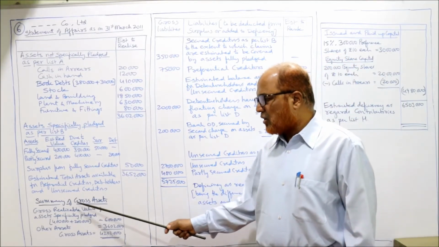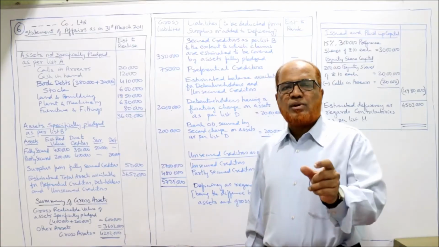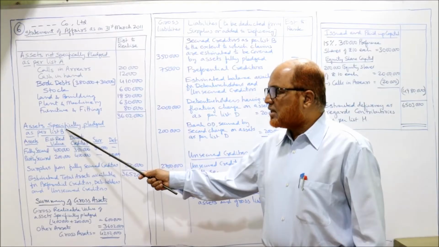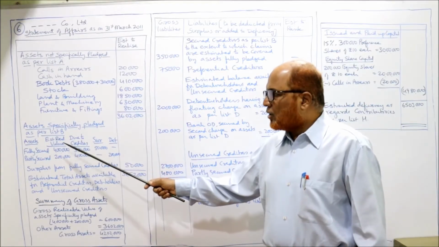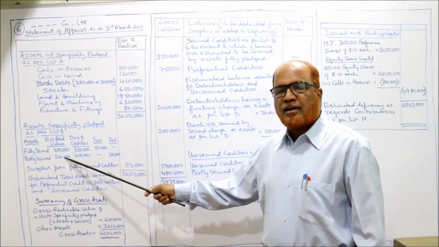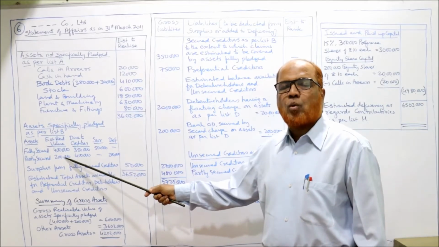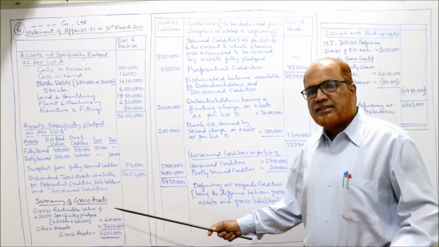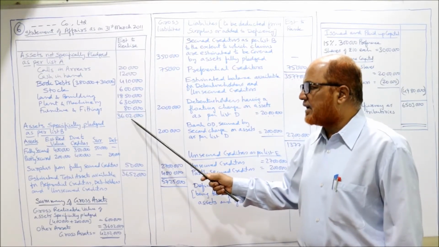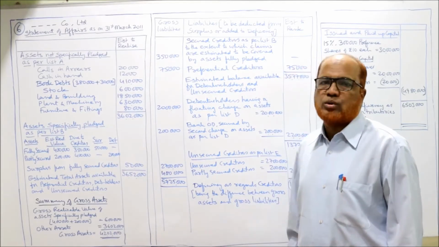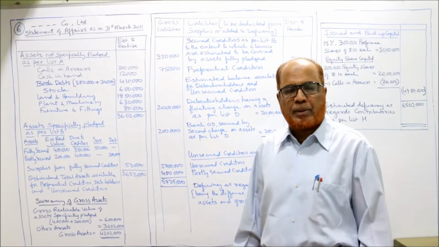Now gross summary of gross assets. Gross realizable value of assets specifically pledged. These are the assets specifically pledged. The gross value are 4 lakh plus 2 lakh. Estimated realizable value of the securities provided are 4 lakh plus 2 lakh, 6 lakh. Other assets realizable value 36 lakh 2,000. So total gross assets are 42 lakh 2,000. This is for our verification purpose.